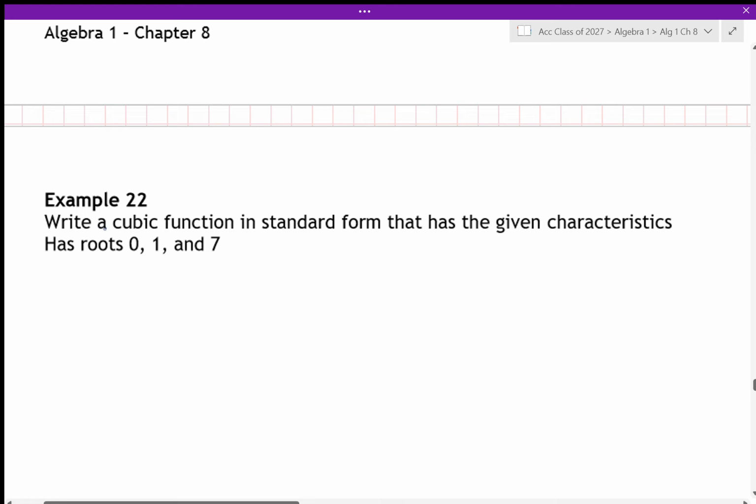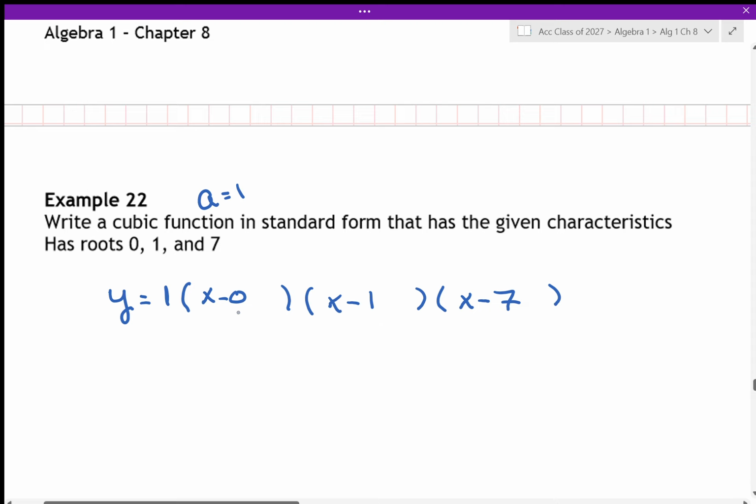So they just say to write a cubic function. It doesn't say write a specific one. So we're just going to say that our a value is equal to 1. Right? And that makes our problem a little bit easier. So we're going to have y equals a, which is 1. And then I just have a set of parentheses for each of my 3 roots. I'll say x minus 0, x minus 1, and x minus 7. Remember, it's the opposite of what is listed. If the root is +1, then listed will be a -1.